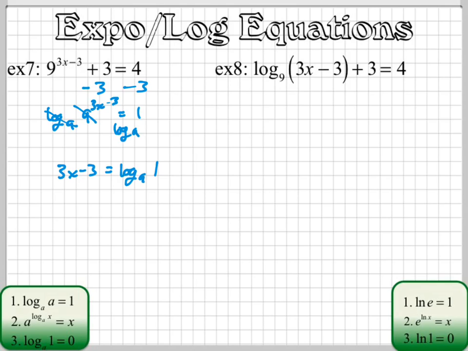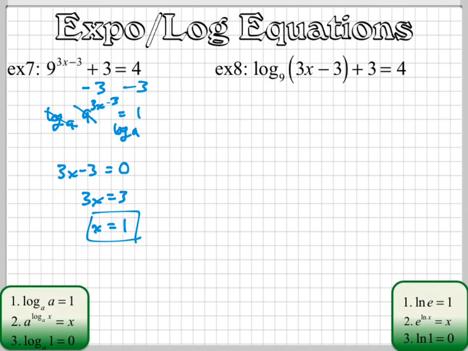What is log base 9 of 1? 0, because there's a 1 inside the log. Whenever there's a 1 inside the log, it equals 0. Now why? Well, translate this to an exponential form, and you'll understand why whenever there's a 1 inside of a log, it equals 0. Okay, so I add 3 to both sides, I get 3x equals 3, x equals 1. That's my answer for the first one.